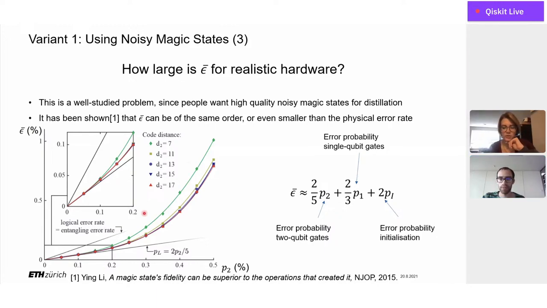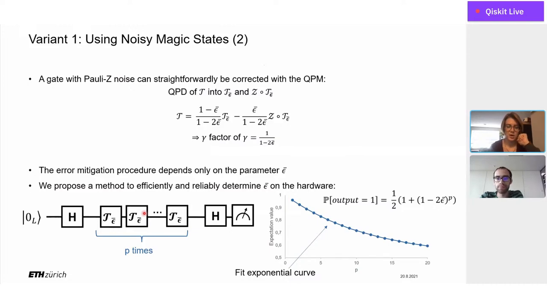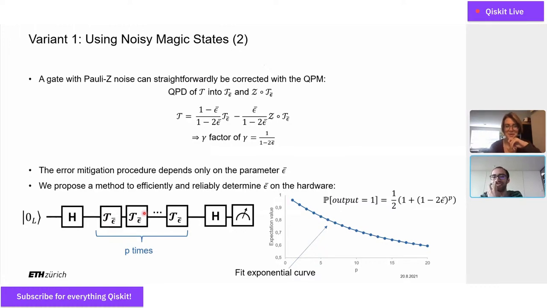Hey, Christophe, I didn't want to interrupt you, but we had a question on the previous slide from one of our IBM colleagues. Doesn't the T gate need to be applied in multiples of 4? Yes, you're absolutely right. I glossed over this detail. Good catch. Sounds good.